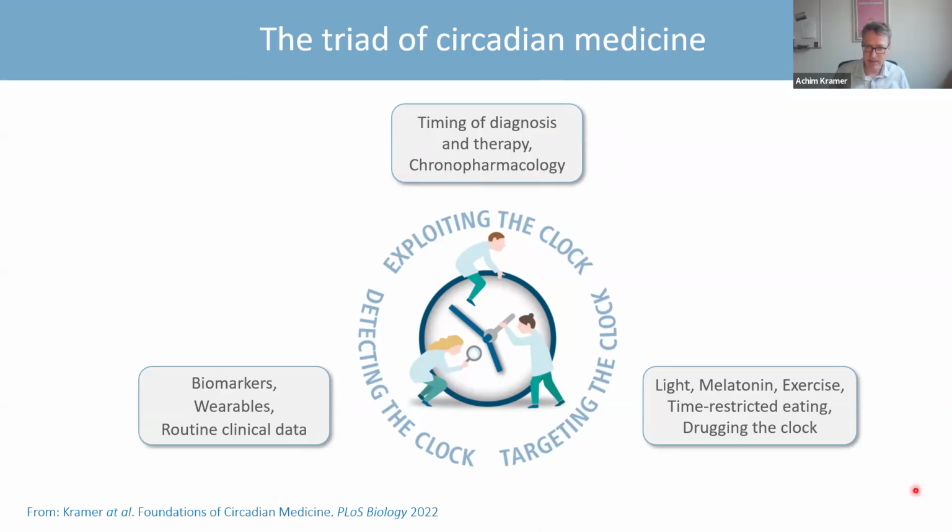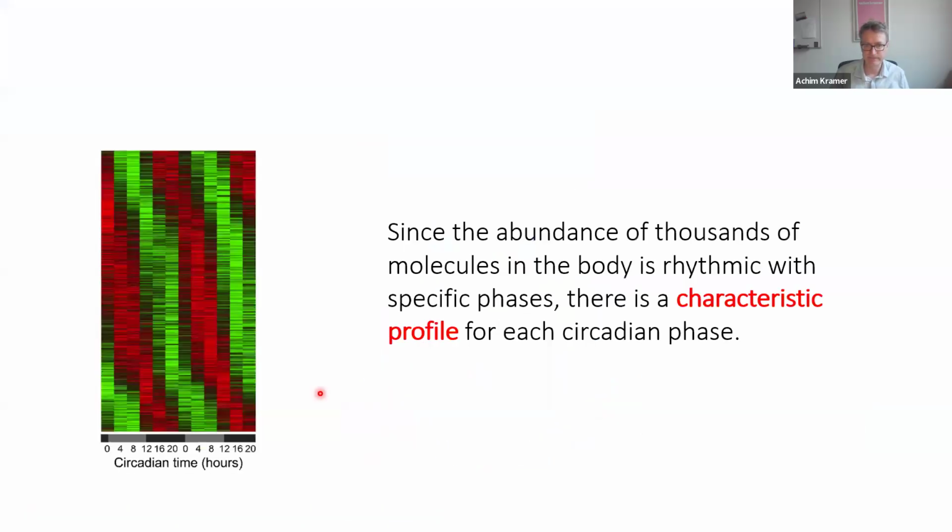So these three levels of circadian medicine exist, and I want to just today look at detecting the clock and give you an example of how we do that by using transcriptional biomarkers.